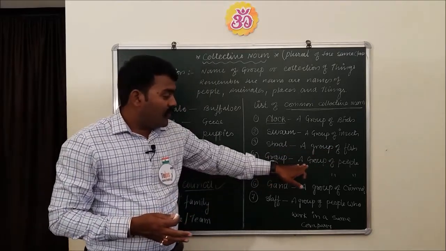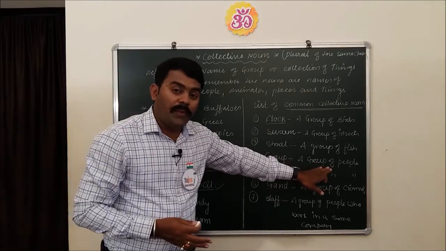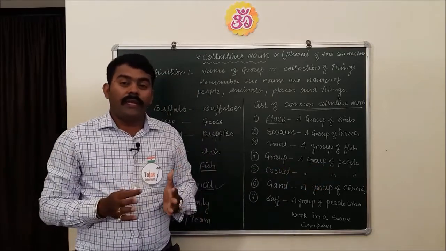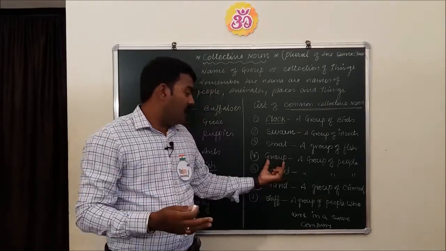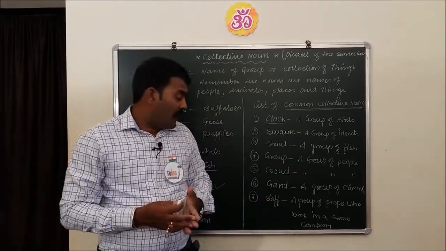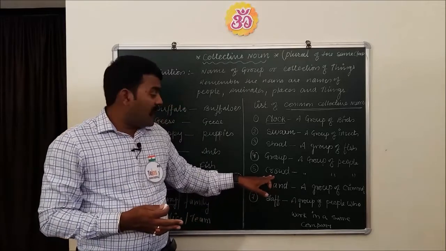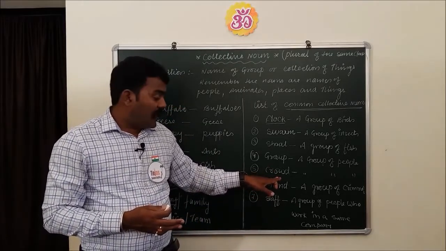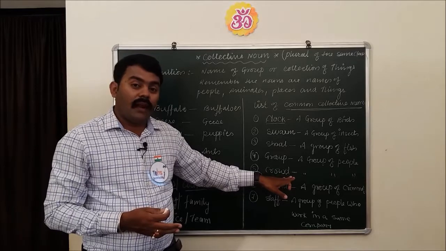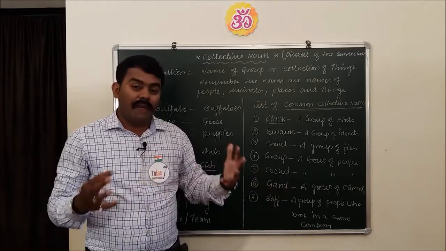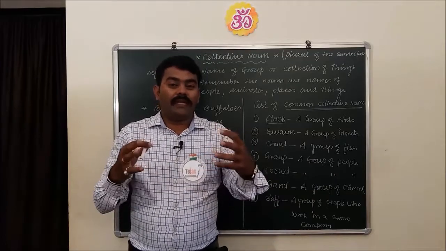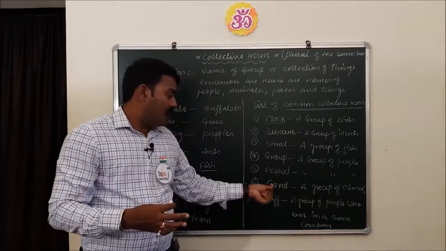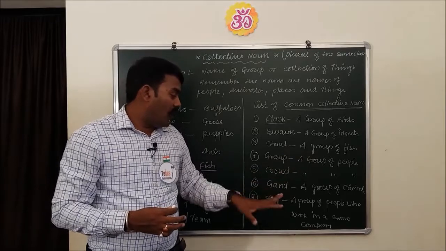And group is a group of people. The word is used for a number of people. The same thing, crowd is a number of people. For example, something is happening and a number of people are there, so we would use the word crowd. Crowd is a kind of number of people.